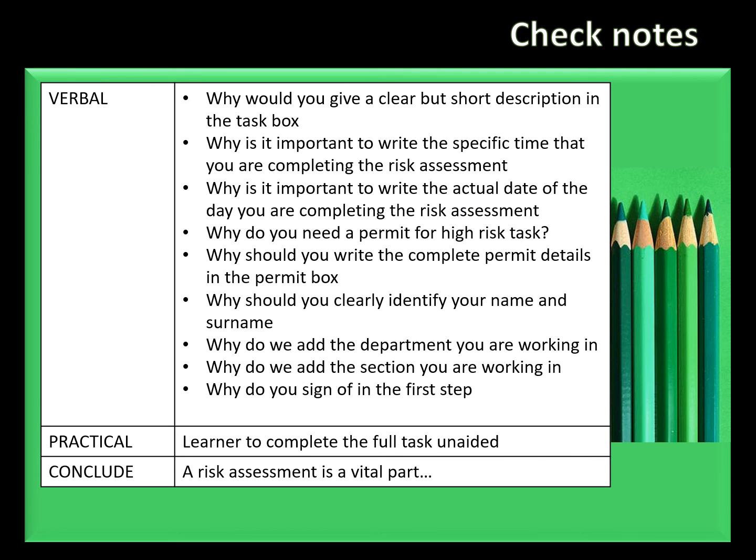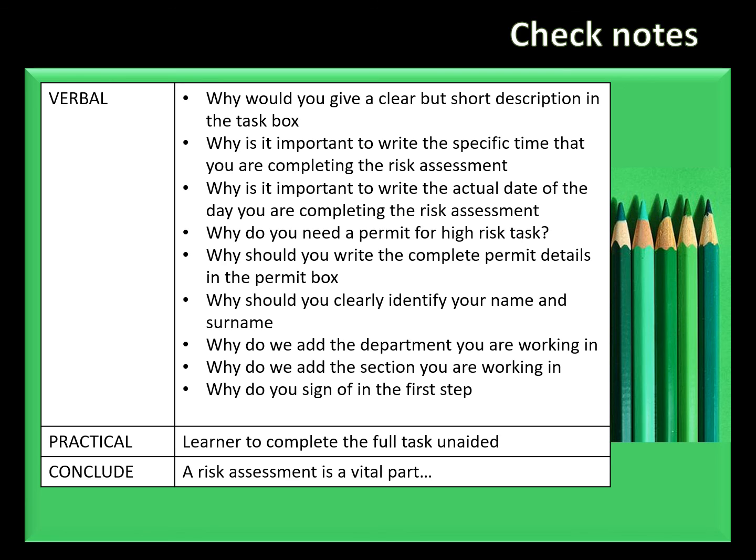So this is an example of what your verbal and practical check notes will look like. So your verbal. Why would you give a clear but short description in the task box? Why is it important to write the specific time that you are completing the risk assessment? Why is it important to write the actual date of the day that you are completing the risk assessment? Why do you need a permit for your high-risk tasks? So what I suggest you do is you go and look at your standards, and for each one of those answers, you ask a why question.